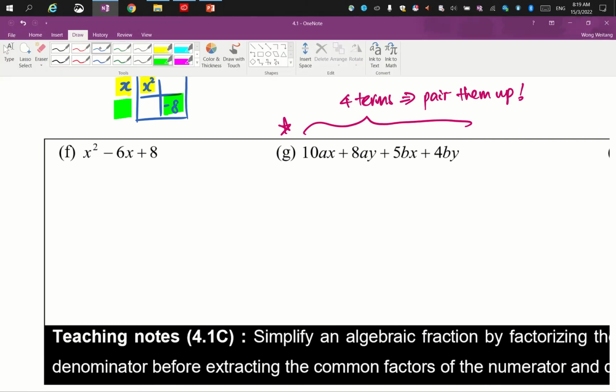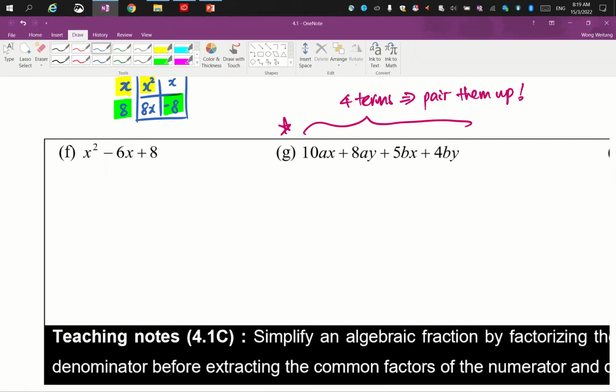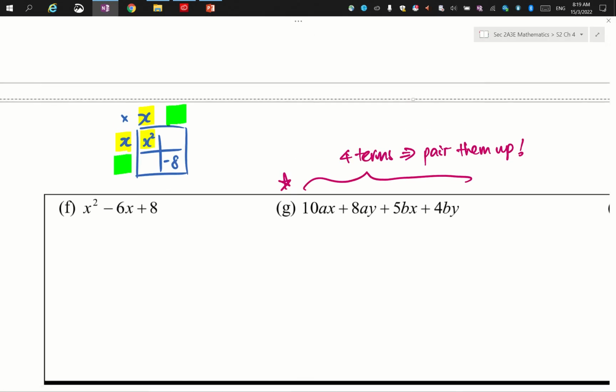Do some mental calculation. Would having a 1 and 8 result in a negative 6x? Is it possible? So try that out. You can have 1 times x, you get x, and 8 times x, you get 8x. Now 8x and 1x, there's no way that we can obtain a negative 6x. So we know that it is not a good idea to select 1 and 8 as our factors.